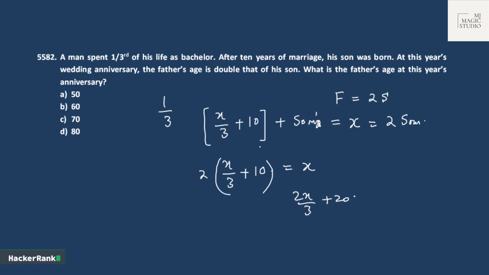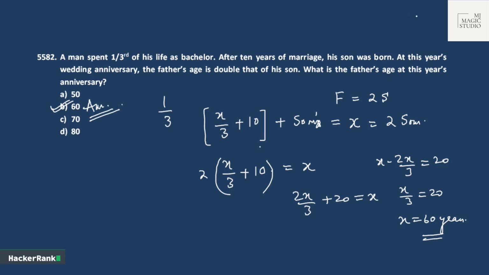2x by 3 plus 20 equals x. X minus 2x by 3 equals 20. 3 minus 2 is x. X by 3 is 20. X is 60 years. Father's present age now is 60 years. Option B is the pick.